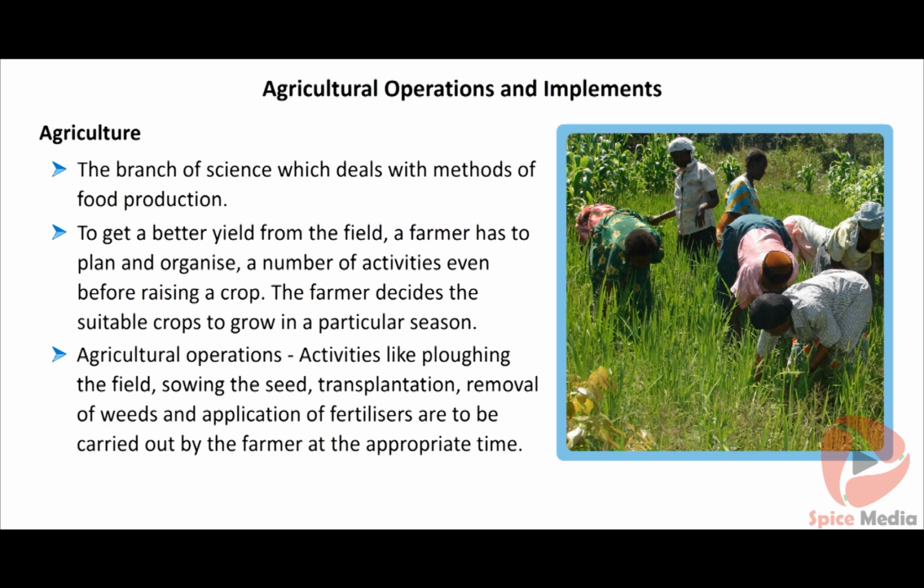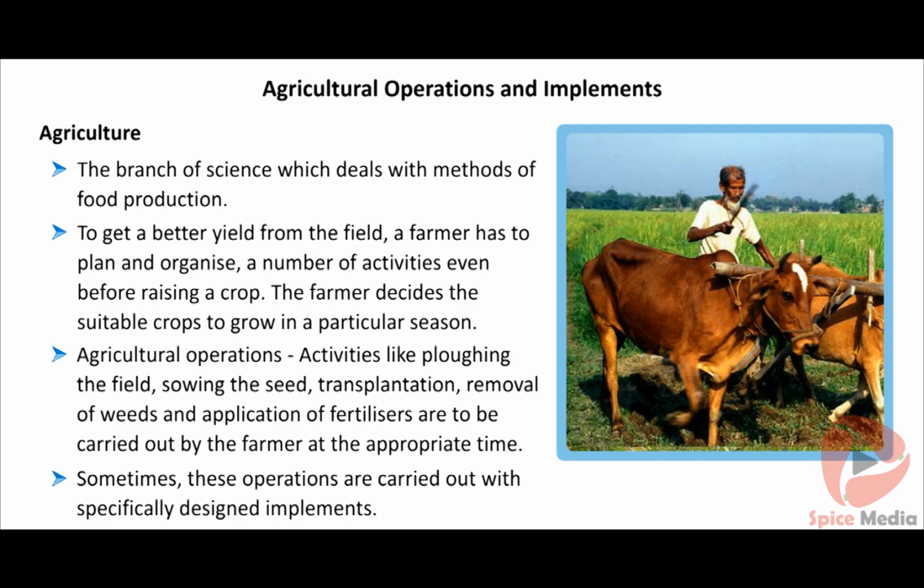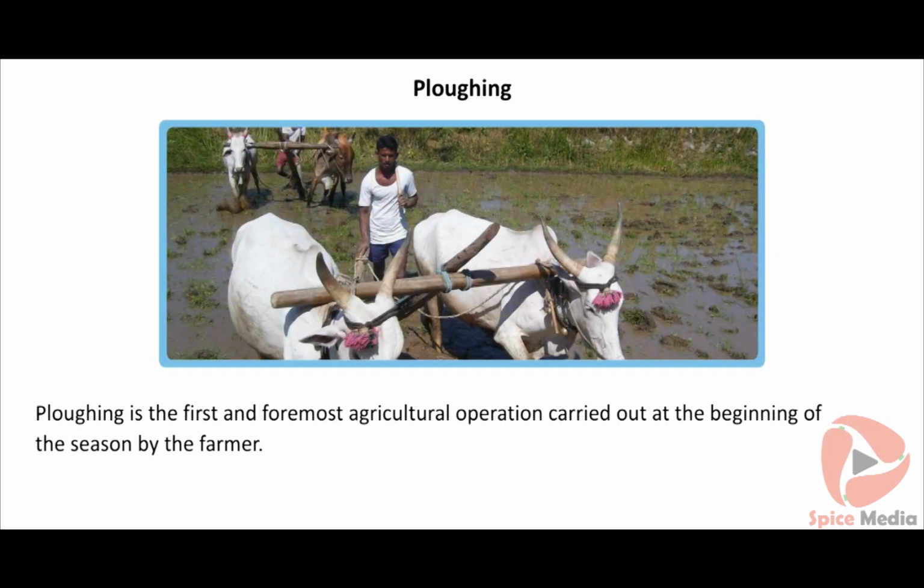They are called agricultural operations. Sometimes these operations are carried out with specifically designed implements. In this unit, you will be detailed on various agricultural operations and the implements used specifically for agricultural activities. Ploughing. Ploughing is the first and foremost agricultural operation carried out at the beginning of the season by the farmer.